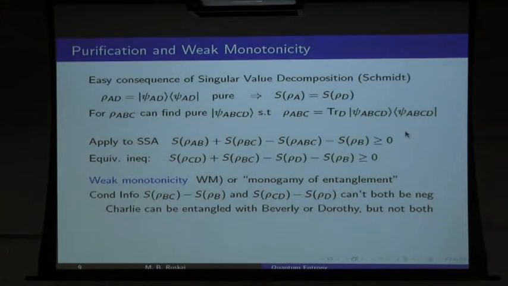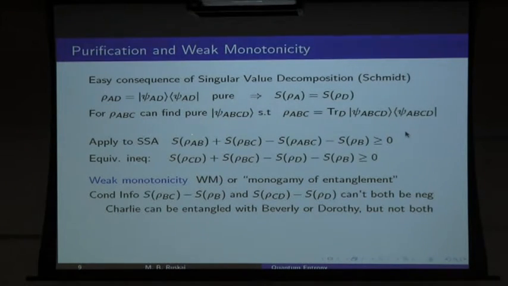Now, I want to talk briefly about what is now called purification and an alternate version because it plays an important role and again connects to the conditional information. It's well known and not hard to prove. It's simply the singular value decomposition that if you've got a pure state, then the reduced entropies are equal. If you start with a mixed state, rho ABC, you can always extend the system so that you have a pure state, psi ABCD.